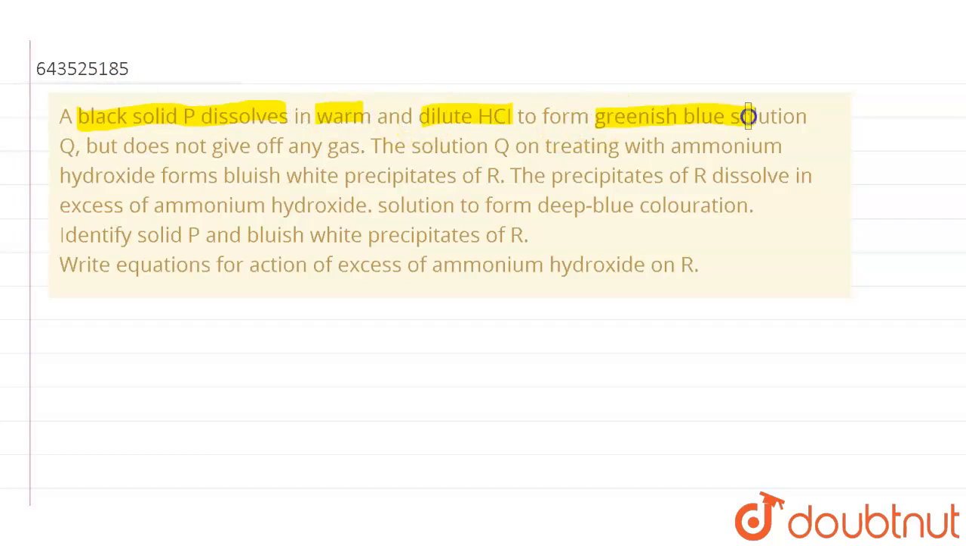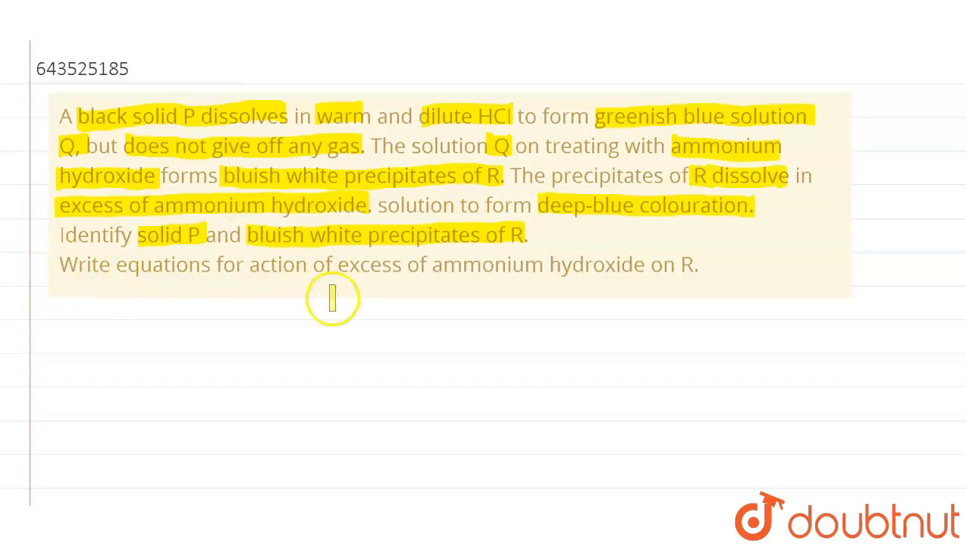Hello, the question says that a black solid P dissolves in warm and dilute HCl to form a greenish blue solution Q, but does not give off any gas. The solution Q, on treating with ammonium hydroxide, forms bluish white precipitates of R. The precipitates of R dissolve in excess of ammonium hydroxide solution to form a deep blue coloration. Identify the solid P and bluish white precipitates of R. Write equations for action of excess of ammonium hydroxide on R.